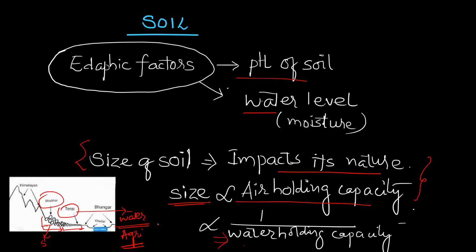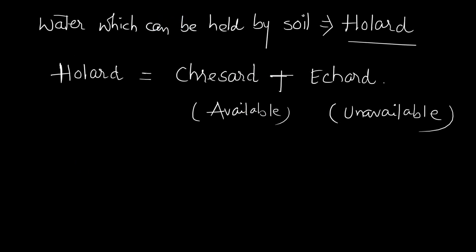Some kinds of crops grow in a higher pH value, some in a lower pH value. And another concept you have to remember for the preliminary examinations is Hollard, the total water holding capacity, which is equal to Chresard plus Echard. Chresard is the available water in the soil, and Echard is the unavailable water in the soil. That means the total amount which it can hold. This is important from your preliminary examination point of view.